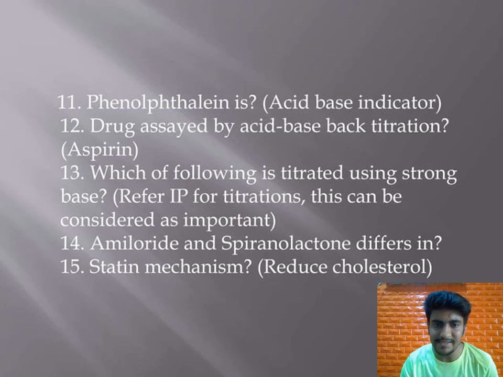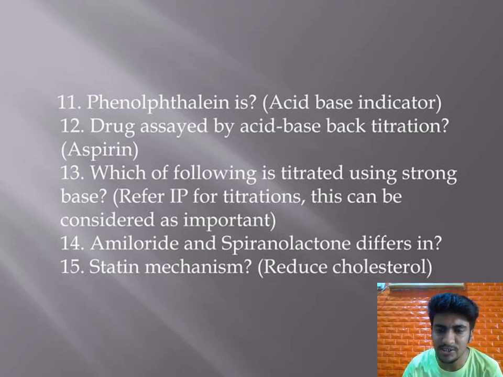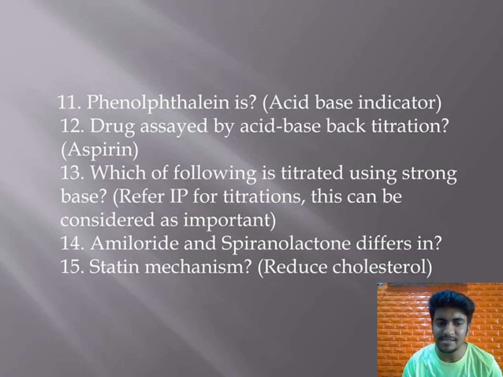Next up we have drugs assayed by acid-base back titration. The drugs assayed by acid-base back titration are usually aspirin, because it is an indirect or a back titration kind of substance that is acid. Next up, which of the following uses a strong base? So it was a graphical question. So strong acid, strong base. You had to tell which graph it was.